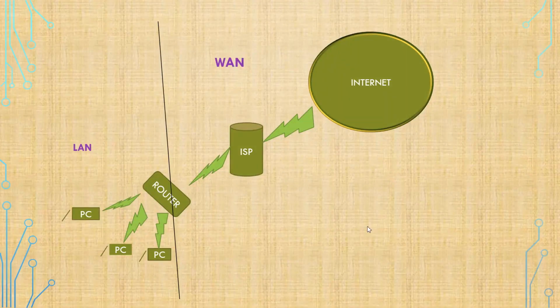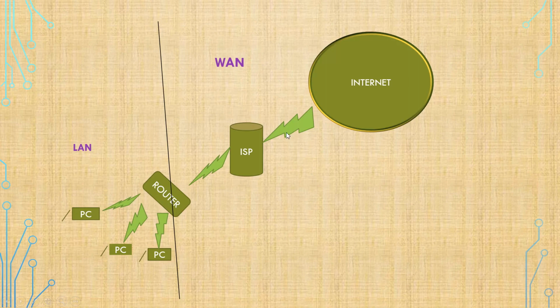For example, this is our router. This is a line to represent the LAN side and the WAN side. We have already talked about LAN and WAN. LAN is provided in a small, lower geographical region.